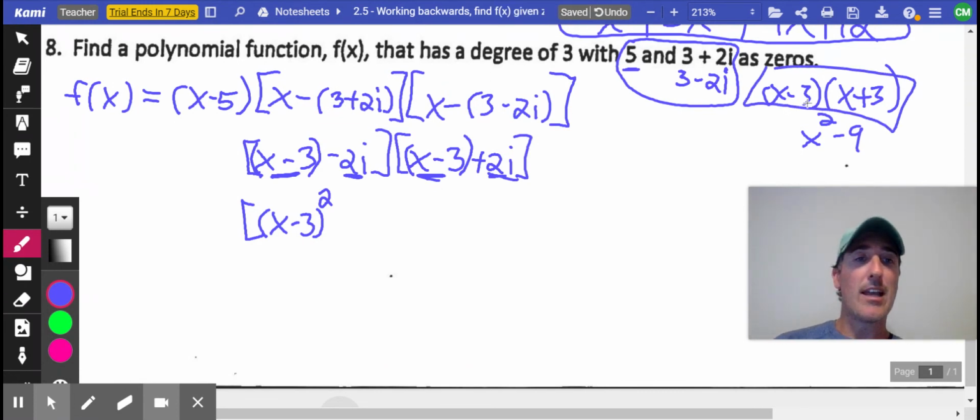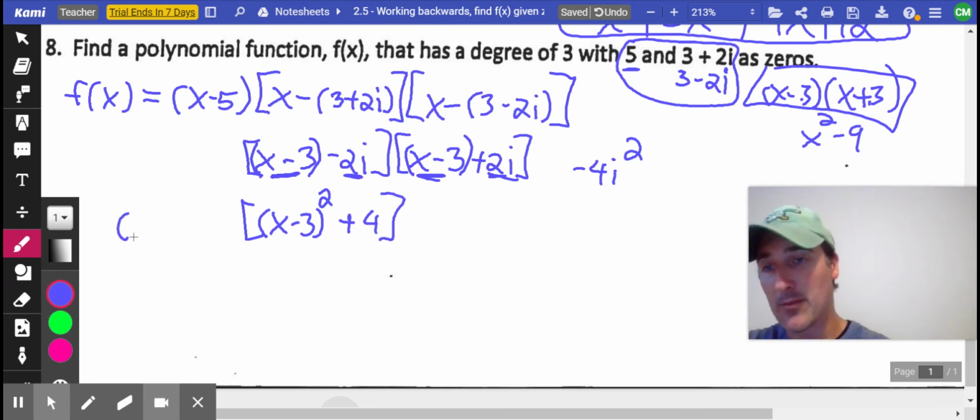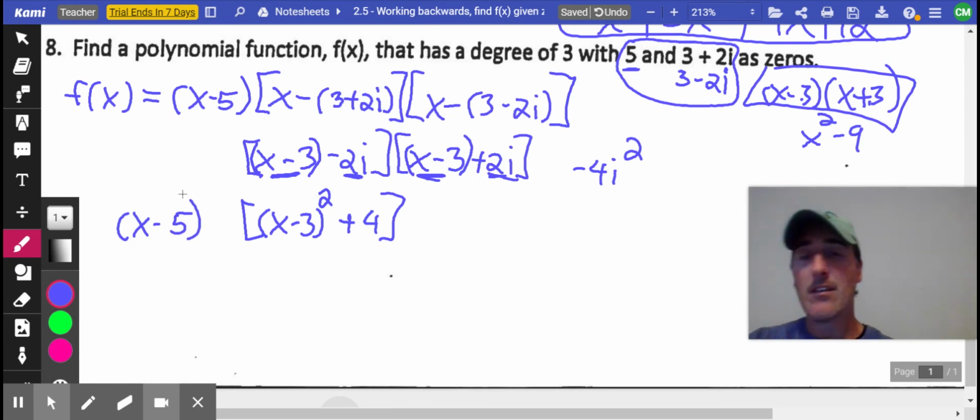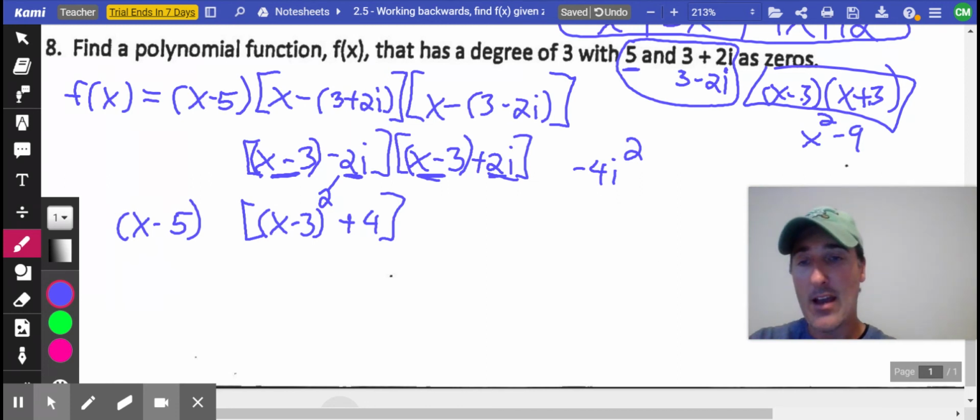So then, just like I multiplied the last terms, negative 3 times 3 to give me negative 9, I'm just going to multiply the last terms here. Negative 2i times 2i is negative 4i squared, which, when we make i squared negative 1, changes this to plus 4. So we just put plus 4 right here. And I'm just bringing down the x minus 5. You can see how this takes a lot of steps. Then I'm going to FOIL the x minus 3 out, which would give me x squared minus 6x plus 9, and then bring down this plus 4.